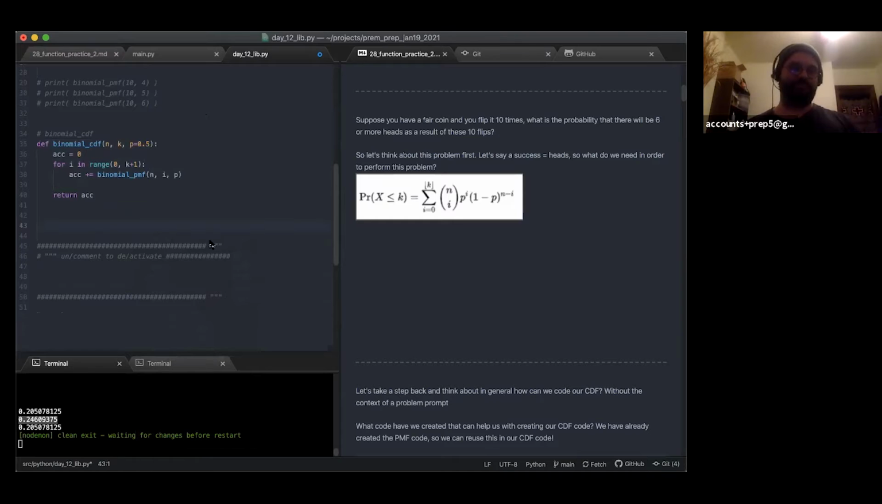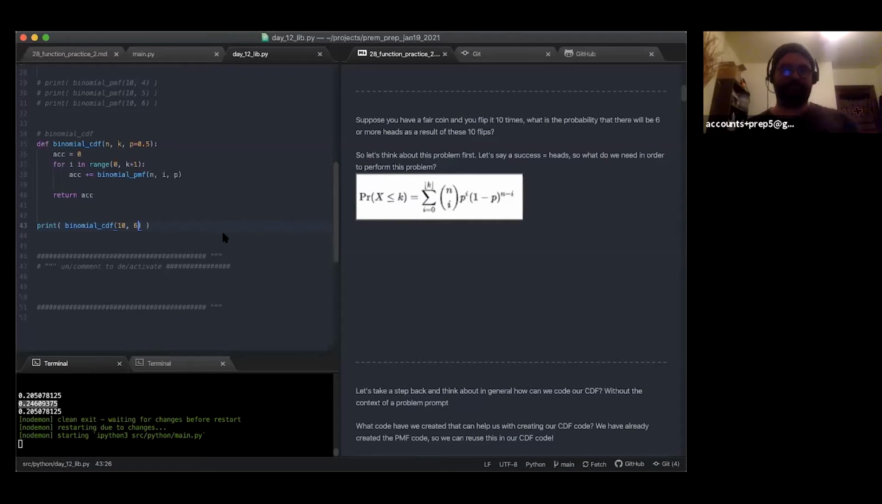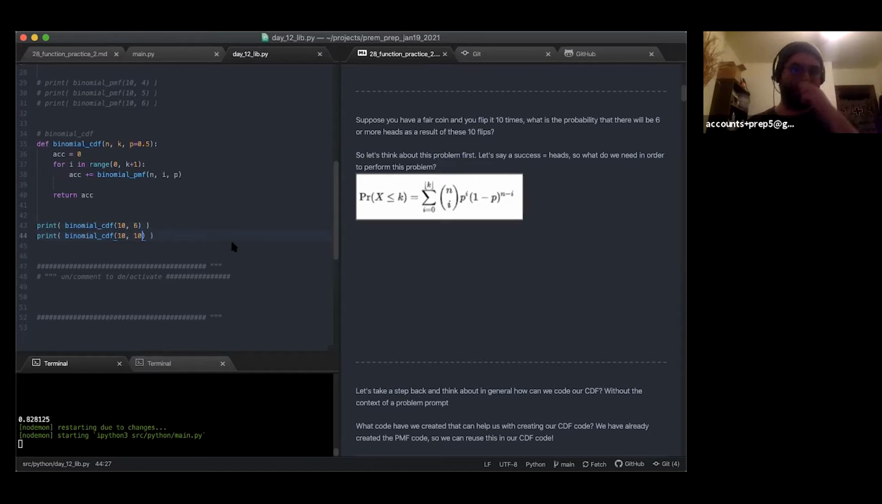Let's have a test here. Binomial CDF of 10 up to 6. Okay. Let's do one of 10. This should just be 1. Cool. Okay. Looks good.